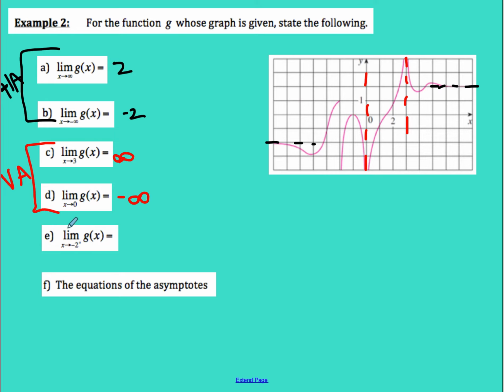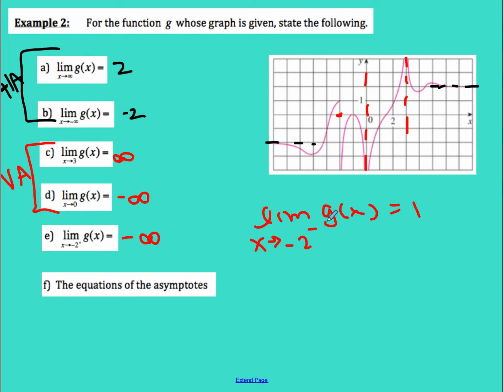And then we have our limit as x approaches negative 2 from the right. So where is negative 2? Negative 2 is right here. From the right-hand side, that's going to go all the way down to negative infinity. Another question, the limit as x approaches negative 2 from the left of g of x. So I follow this all the way from the left. This would give me an answer of 1.